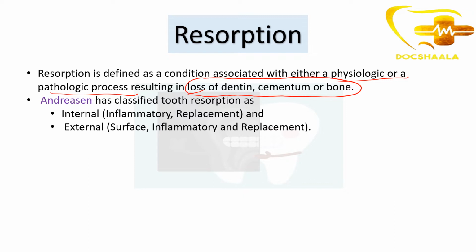So Anderson has classified resorption into two types, that is internal and external. Internal is inflammatory and replacement. External is surface, inflammatory and replacement. So let's see what this means.